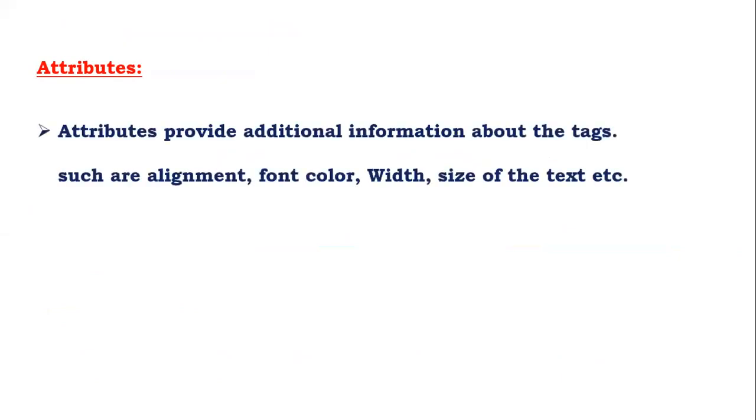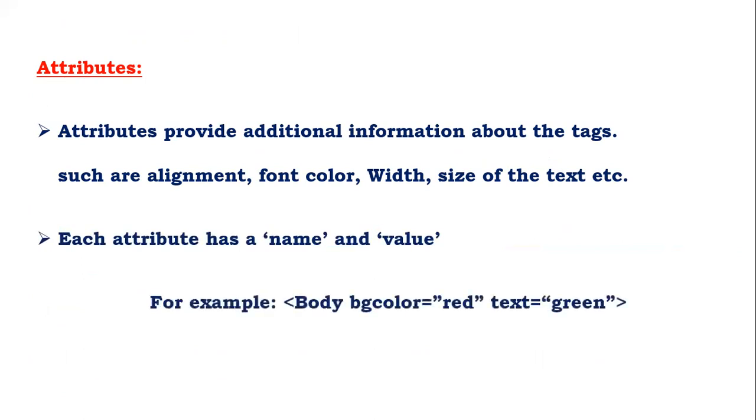Next, attributes. Attributes provide additional information about the tags, such as alignment, font color, width, size of the text, etc. Each attribute has a name and a value. So here you can see the example. In the body tag, I use the attributes bgcolor and text. In this example, bgcolor is one of the attributes and text is one of the attributes. For bgcolor equal to, I have mentioned red. Bgcolor stands for background color.